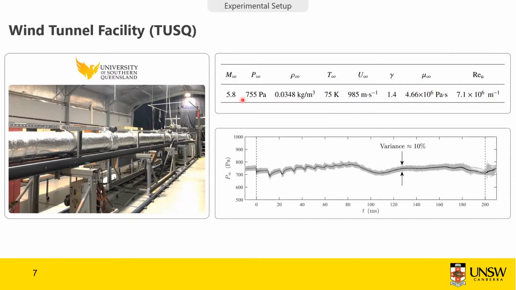Here's the free stream history for the pressure, and it's pretty constant across the duration of the run, which lasts approximately 200 milliseconds, and the run-to-run variance is only 10%. So we have good repeatability with that.